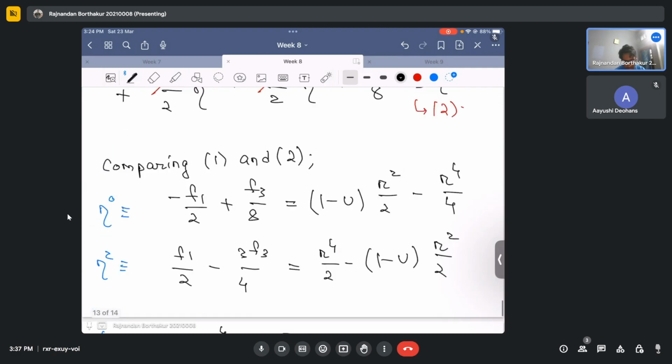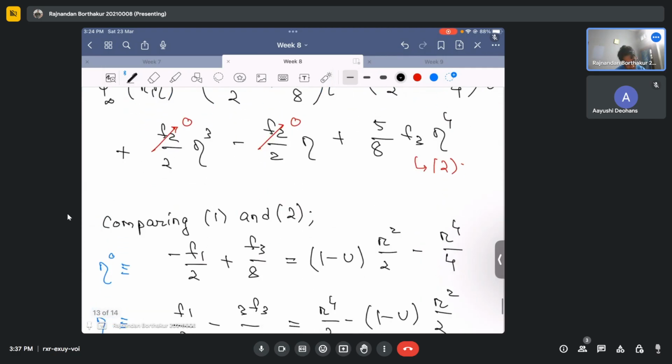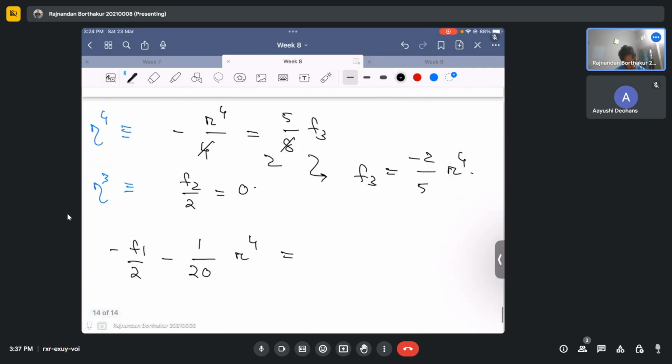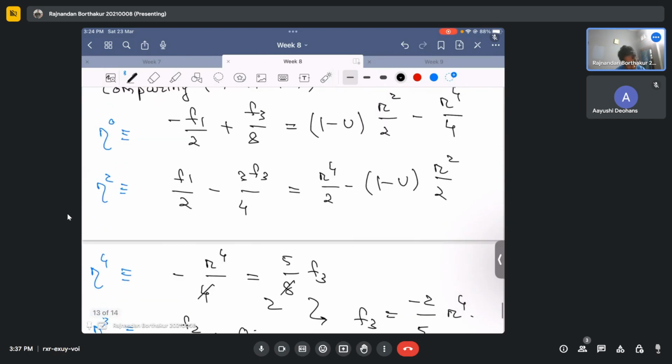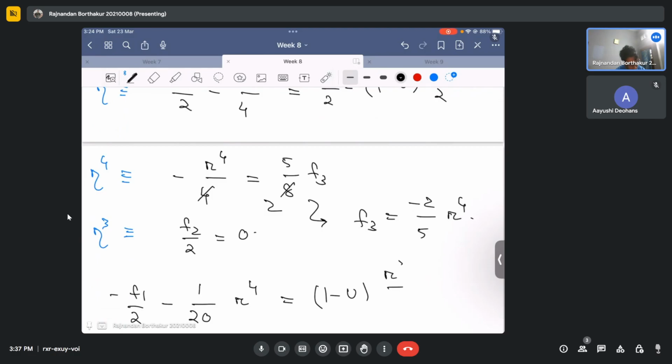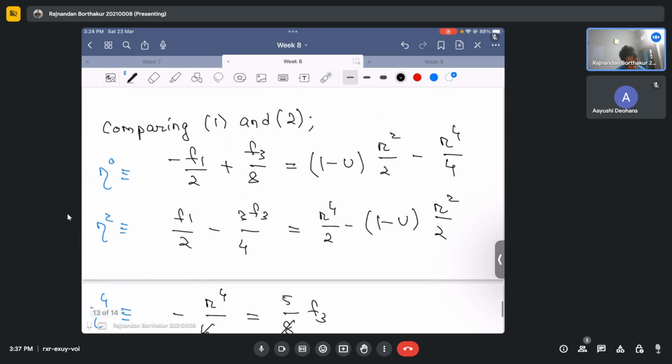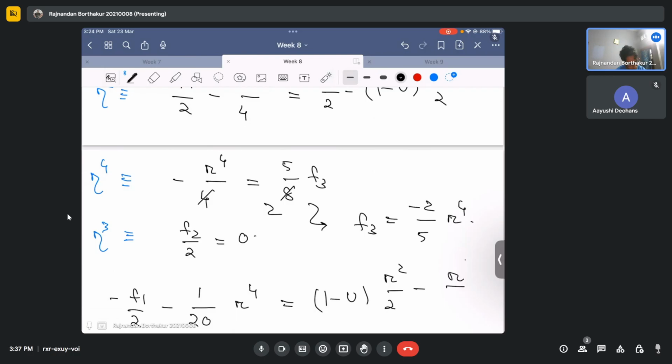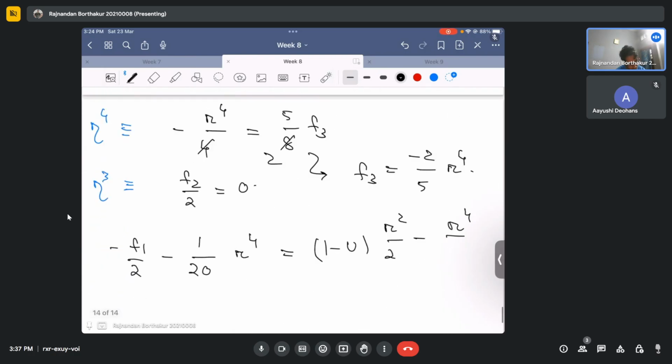is equal to 1 minus u times r squared by 2 minus r power 4 by 4.